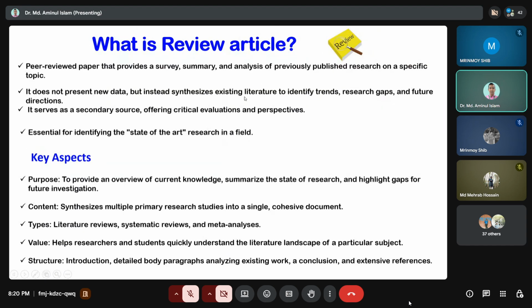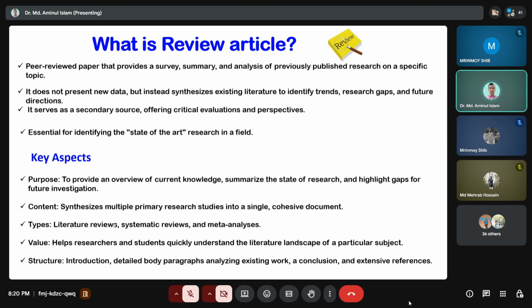A review article is just a summary and analysis of previously published research on a specific topic. It does not present new data, but instead synthesizes existing literature to identify trends, research gaps, and future directions. And it is also essential to understand the state-of-the-art research in your field. The key aspect of a review article is to provide an overview of current knowledge, summarizing the state-of-the-art research, and highlight future investigation.